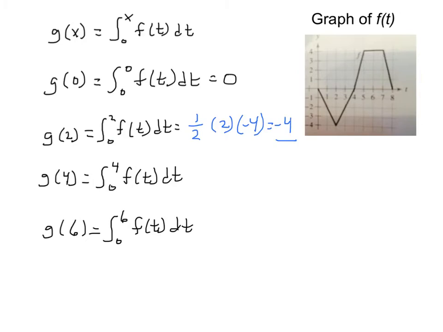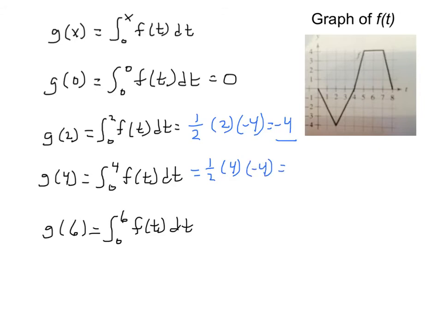Let's look at g(4). It's the integral from 0 to 4 of f(t) dt. Again, when I go from 0 to 4, I'm looking at a triangle. So it's going to be 1/2 the base times the height, which in this case is 4 for the base, times the height, which again we'll use the function value, and the function's value there is -4.